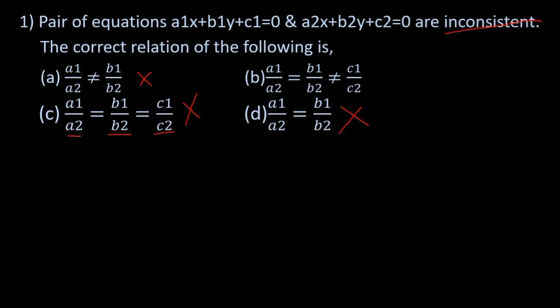Therefore, option B, what we have, two terms are equal to each other and another term is not equal. That means a1 by a2 is equal to b1 by b2, but that is not equal to c1 by c2. That means it's parallel. Parallel lines are inconsistent because they don't have any solution. Therefore, we can say option B is the correct one.